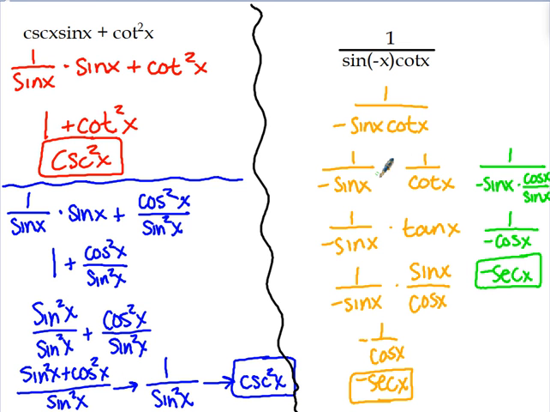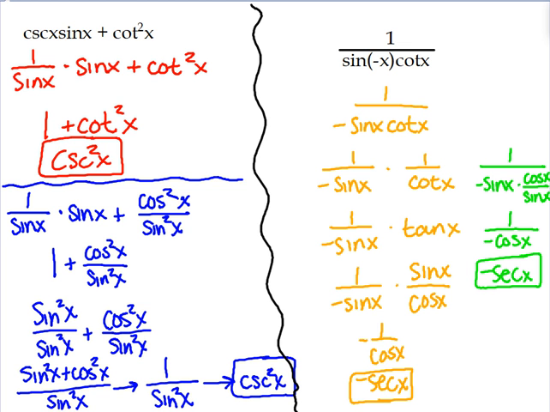Then I used the reciprocal identity, quotient identity, and canceled. But then I thought about it, and you don't really need to go through this step of turning it into tangent. I could just use my quotient identity right here. And the signs still cancel, so I'm left with just cosine, and then that's the secant.